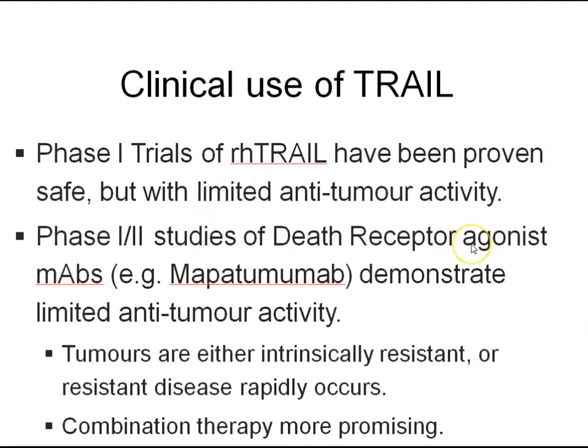Further studies of death receptor agonist antibodies, so mapatumumab is one example of an anti-DR4 antibody, also demonstrate limited anti-tumour activity, and we find that tumours are either intrinsically resistant or you get rapid tumour death and then rapid resistant disease emerging. So the tumours seem to be either altering gene expression or acquiring mutations that make them effectively resistant to death receptor mediated apoptosis. However, combination therapy with chemotherapy or experimental anti-tumour agents seem to show more promising results. So monotherapy is certainly not very effective, but combination therapy might be useful.